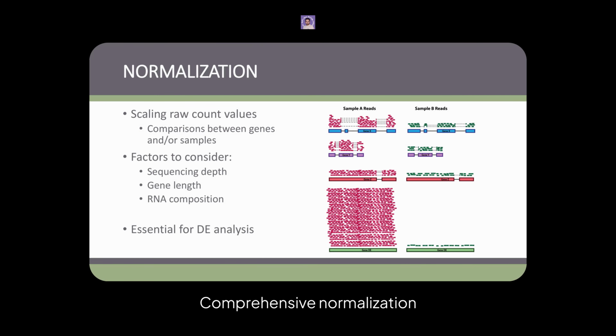Comprehensive normalization considers sequencing depth, gene length, and RNA composition. This step is essential for differential expression analysis as it minimizes technical bias. Properly normalized data allow us to detect genuine changes in gene activity between conditions.